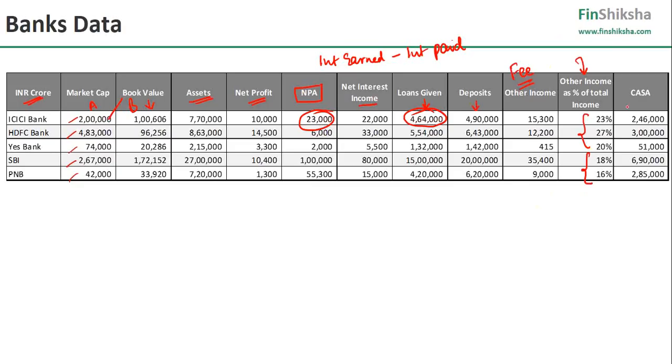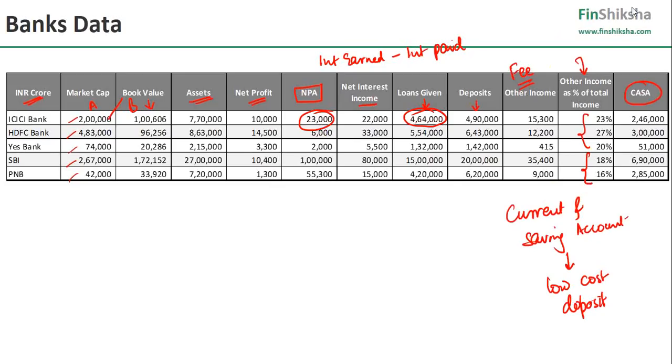Then you have a term called CASA, which is nothing but current and savings accounts. You use this term specifically for the banking system because this is your low cost deposits. A bank has to raise deposits, and current accounts have a 0% interest rate, savings accounts have 3 to 4% interest rate. A bank that has a bigger chunk of CASA is going to get a better margin because they've raised money at a lower cost. So that becomes a very integral part of your overall consideration of a bank. Now, where does that leave us?